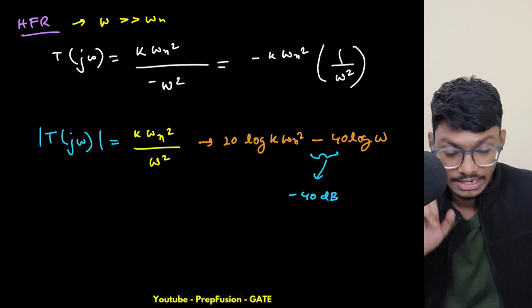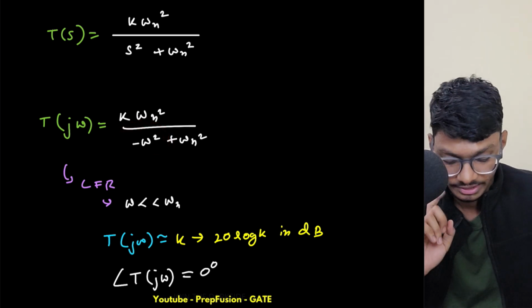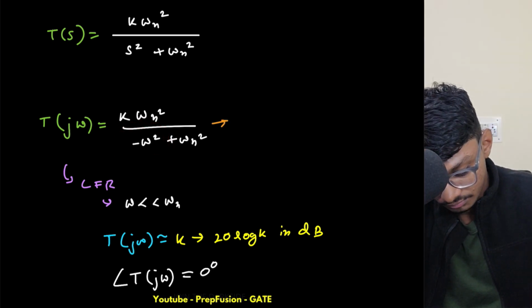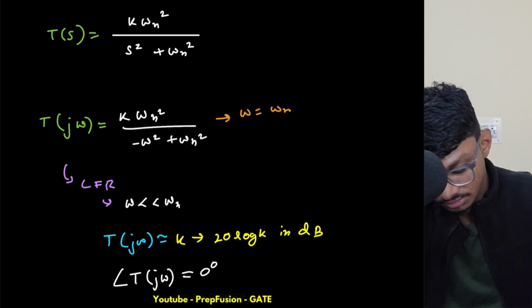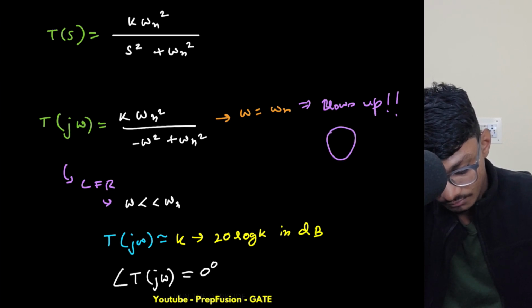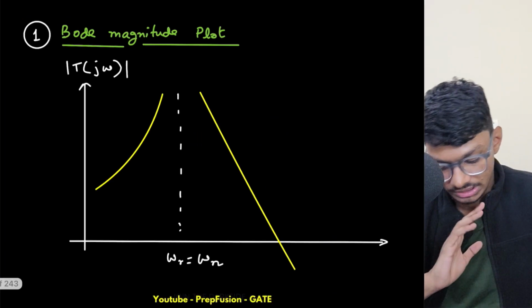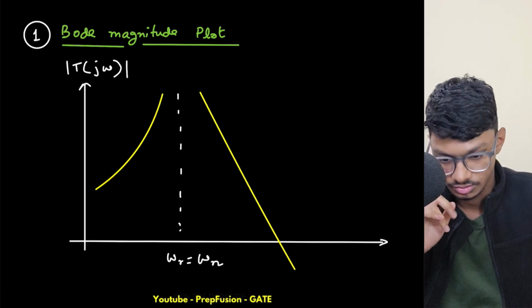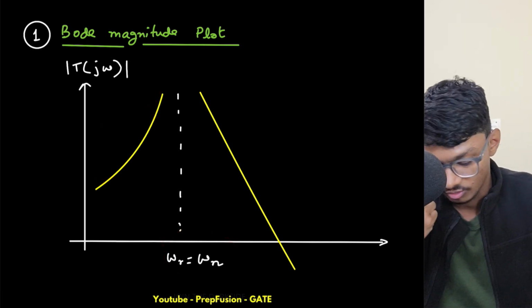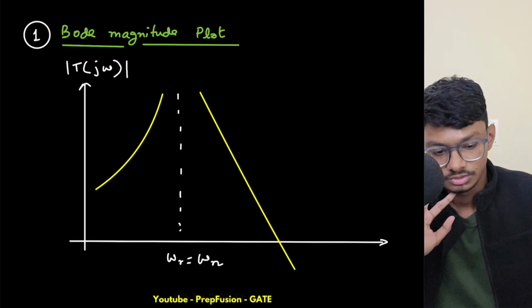But at corner frequency, what is happening? Now if you put omega equals omega n here, this blows up. Obviously in dB scale, what will happen? Log of infinity is infinity. So in dB scale, if you really want to plot it, it will blow up. The magnitude is infinity. Okay, so obviously it blows up.